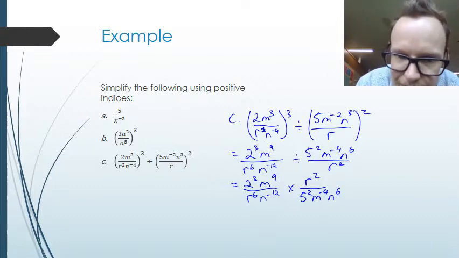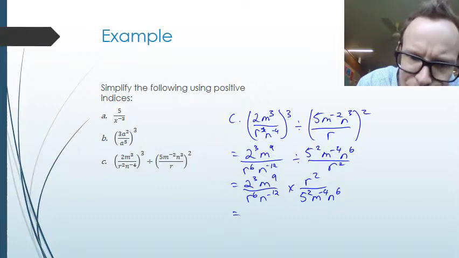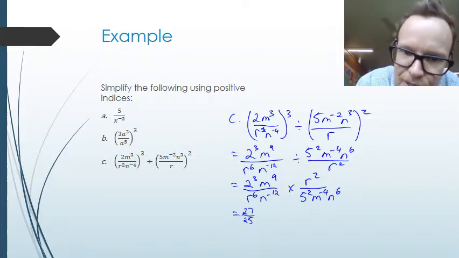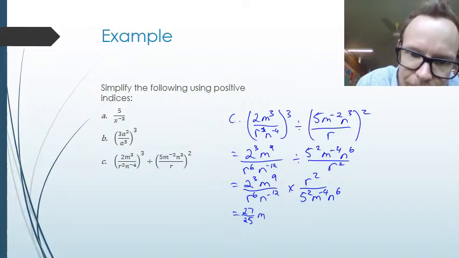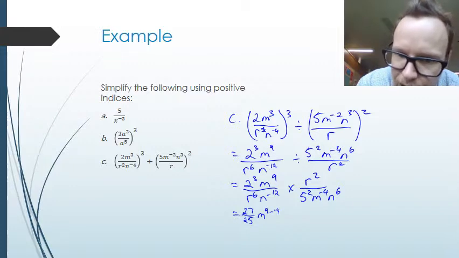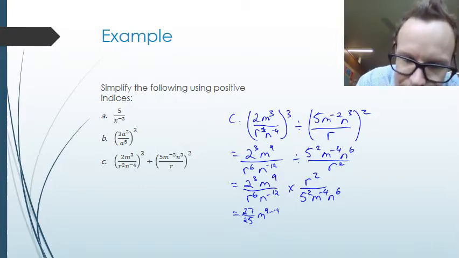So I'm going to look at combining my values together. So I get 2 cubed, which is 8, over 5 squared, which is 25. And I've got my m's, so I've got m to the 9 minus negative 4. I've got my n's, which are, I've got divide by negative 12. Okay, they're all on the bottom, so I might leave them all on the bottom there and just multiply them together.